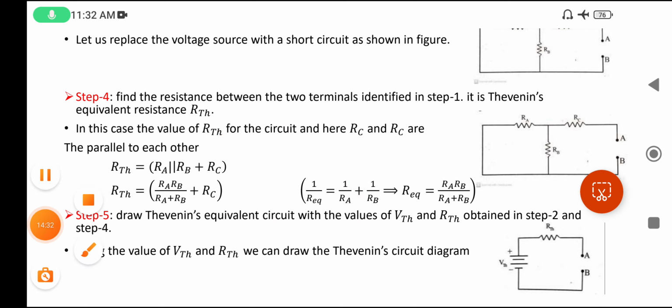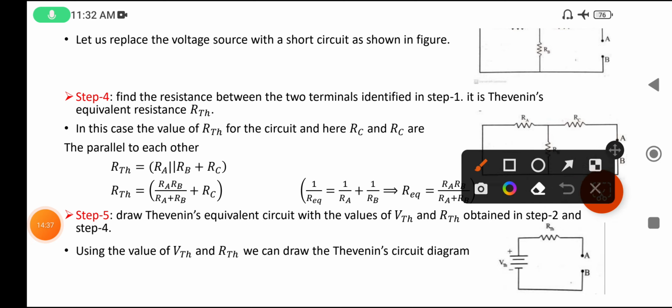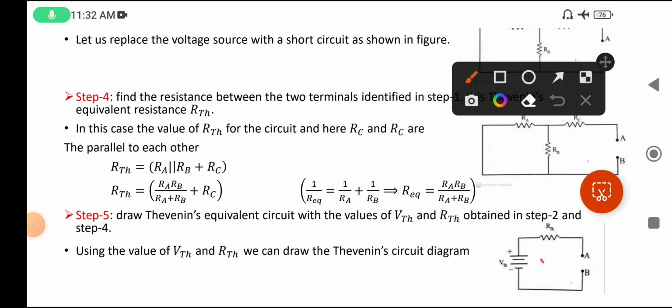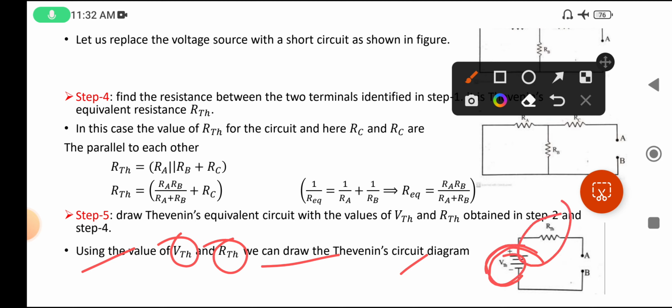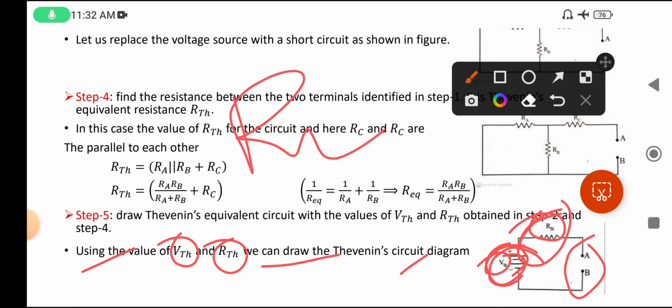Okay friends, R Thevenin and V Thevenin we have calculated. By using them we have to draw the diagram. So using the values of V Thevenin and R Thevenin, we can draw the Thevenin circuit diagram. The voltage is V Thevenin, and R Thevenin is in series, as in the statement. So V Thevenin is in series with R Thevenin, and it is AB. At AB what is replaced? We replace RL. Okay, at AB you can connect RL also.